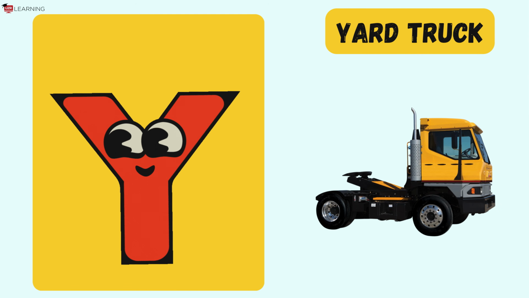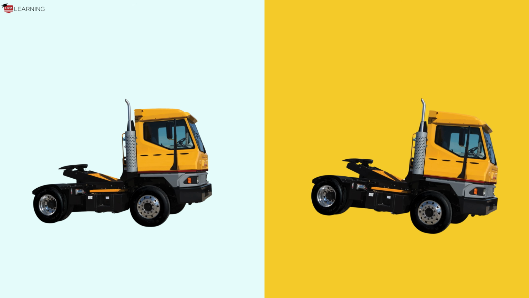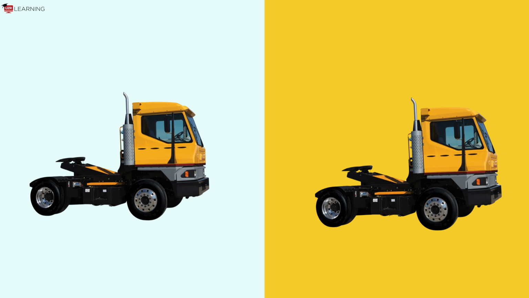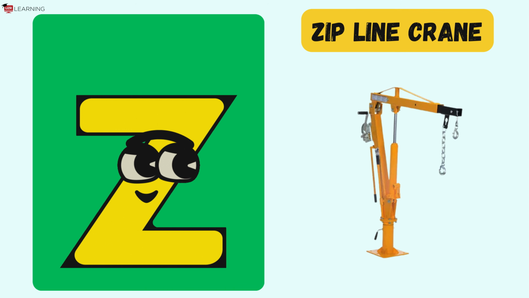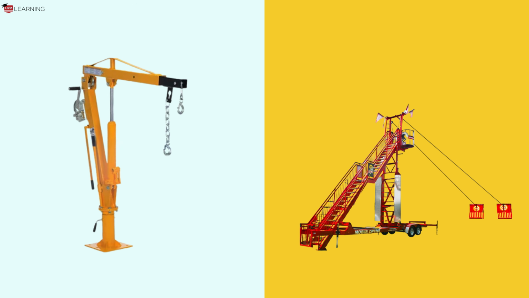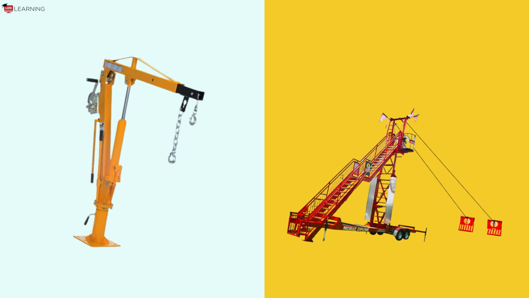Y is for yard truck, yard truck. It moves trailers around construction sites. Z is for zipline crane, zipline crane. It carries supplies across tricky areas.